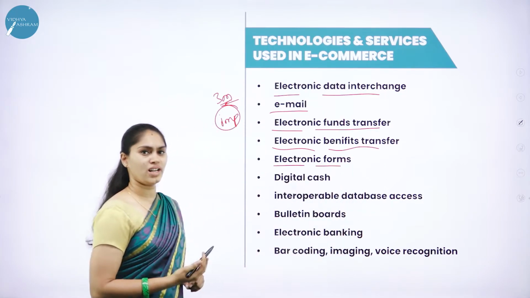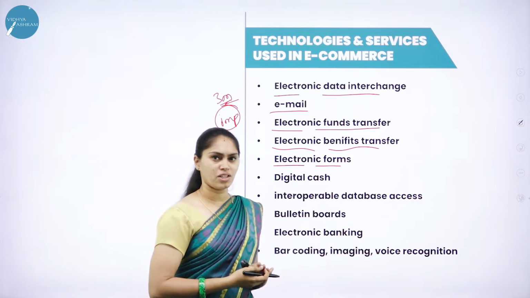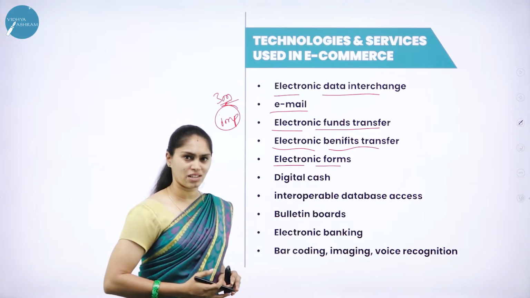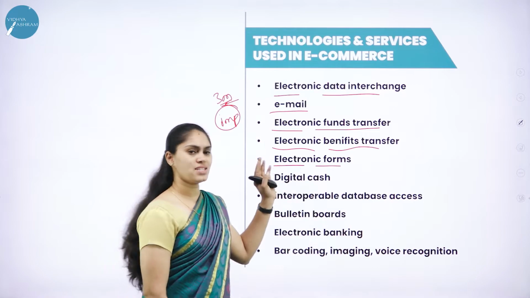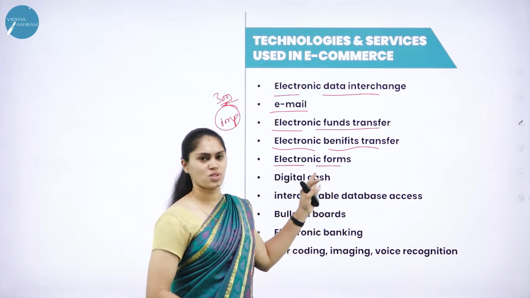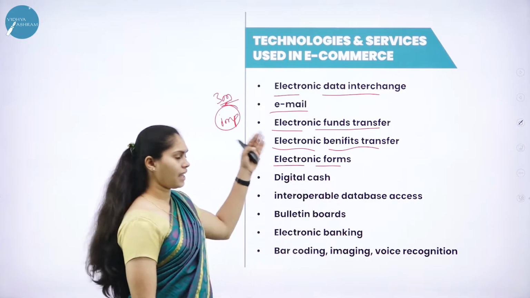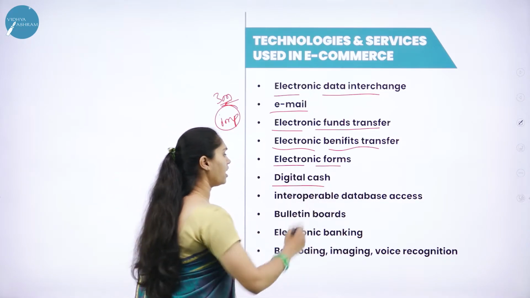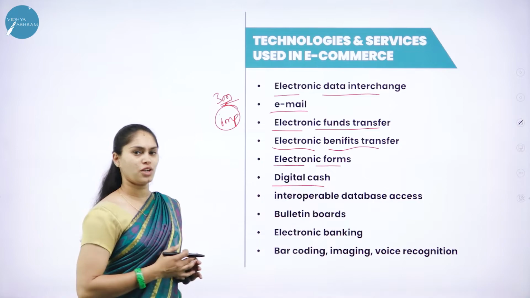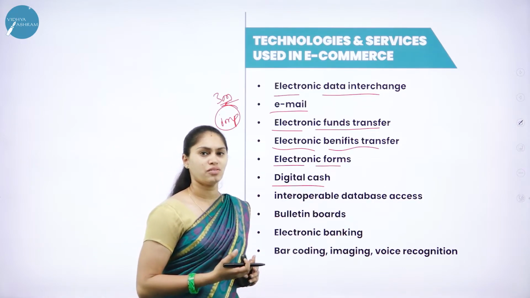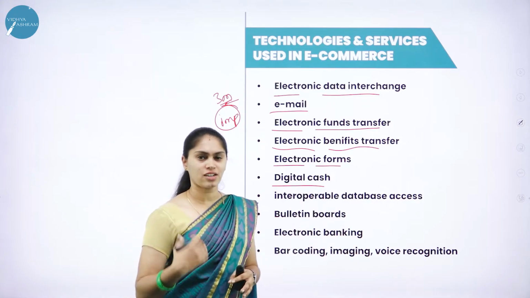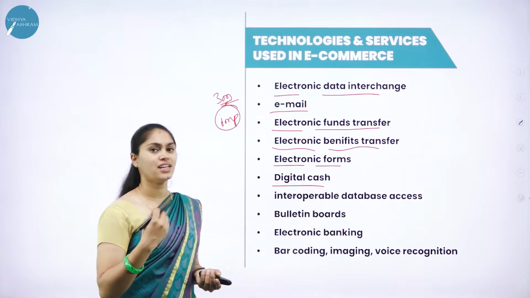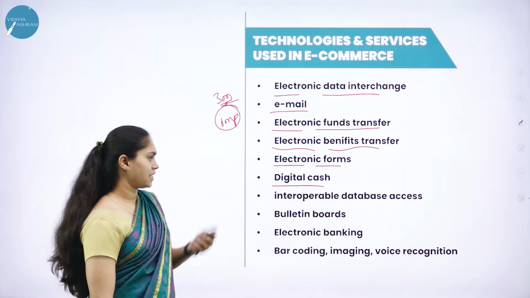So you can take Google Forms. In order to submit your assignment or to submit feedback, we are going to have these electronic forms or Google Forms. So with the help of this e-commerce opportunity, we are getting this service. And also we have digital cash. So no need to have any physical cash. Instead of that, all the money that you have in your account has been connected to the internet. You can have a flow of this digital cash.